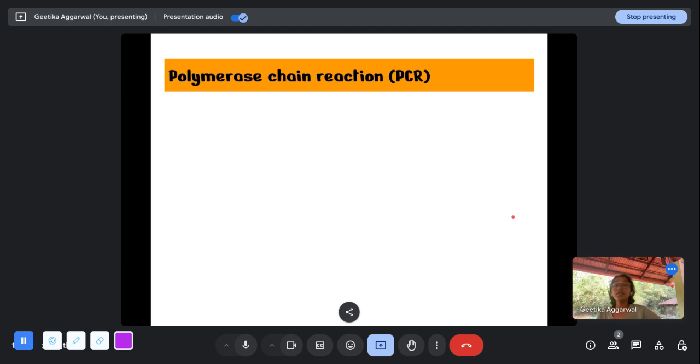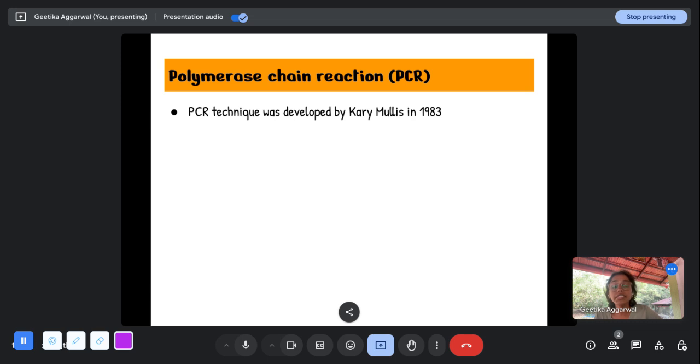Okay. Moving on to another lab technique, which is called the polymerase chain reaction, or PCR. PCR was actually developed by Kary Mullis in 1983. Kary Mullis was working with the Cetus Corporation, and he developed this technique.